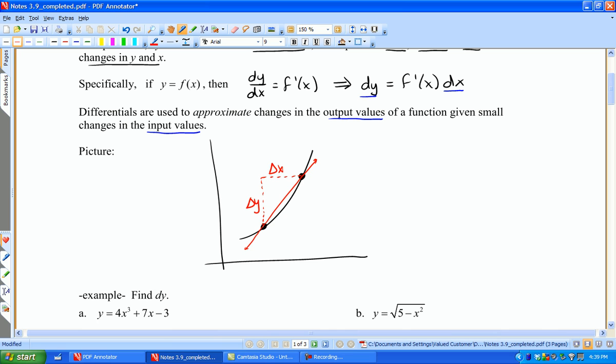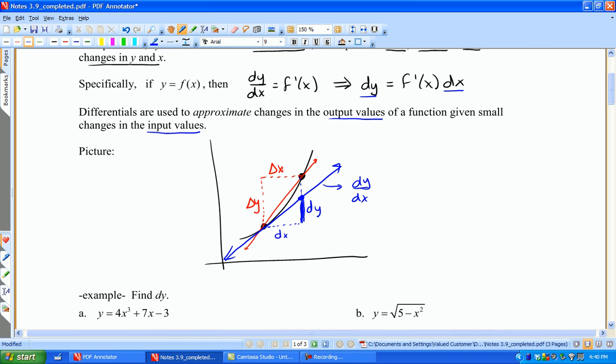If instead I were to create a tangent line right here at this initial point, the slope of the tangent line would be dy dx. Now if I make my dx value the same as my delta x value, so there's my dx value, then this amount right here that I'm marking in blue, that is the dy value, because the slope of this line is dy over dx. What you can see from here is that the dy value is an approximation to the delta y value. It's not exactly the same. In this case, it's a little smaller.